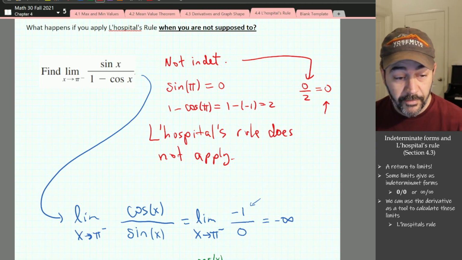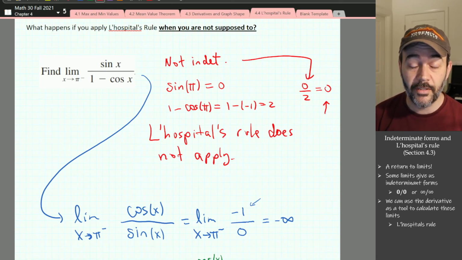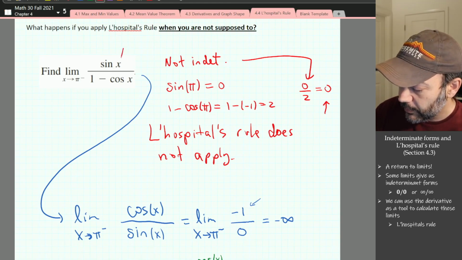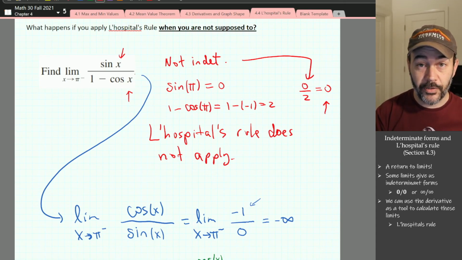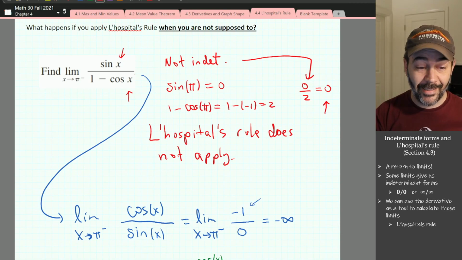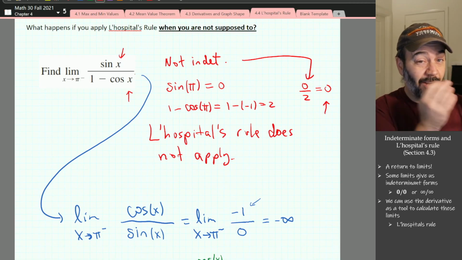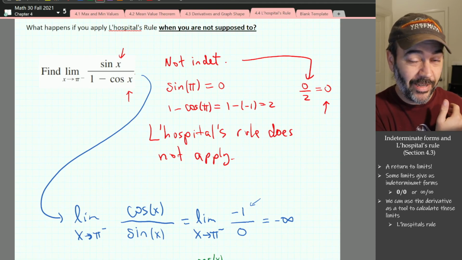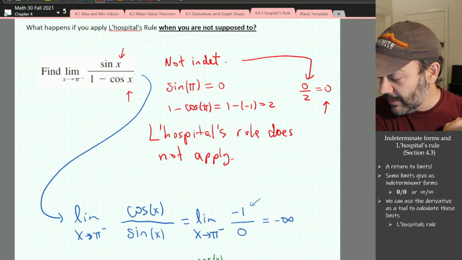And if we were to graph it, we would find that the limit equals 0 because you can just plug in pi. The function is defined at pi. I can just plug in pi here and get 0 in the numerator, and plug in pi and get 2 in the denominator. 0 divided by 2 is 0. That's a real number. That's not an indeterminate form. So there was a very easy way to do this limit. Just go back to pre-calculus. All you do is plug in pi by direct substitution and you're done.